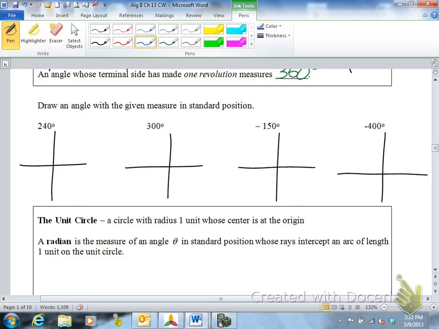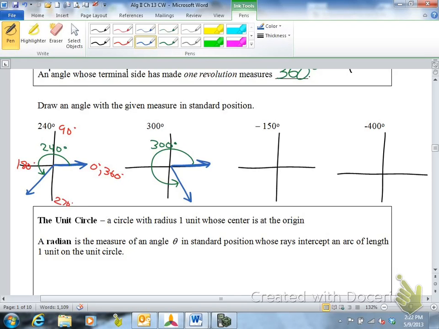Okay, so draw an angle of 240. This is 0 degrees. Here's 90 degrees, 180 degrees, and 270 degrees, and then 0 is also 360 degrees. So 240 would be in the third quadrant. Here's the initial side, and somewhere down here, this would be 240 degrees. Next, a 300-degree angle. The initial side is on the x-axis, and 300 degrees is in the fourth quadrant, somewhere down there. This rotation is 300 degrees.